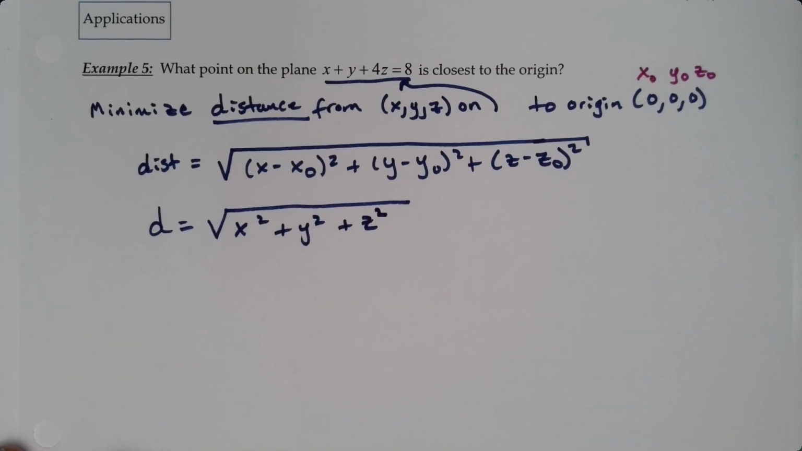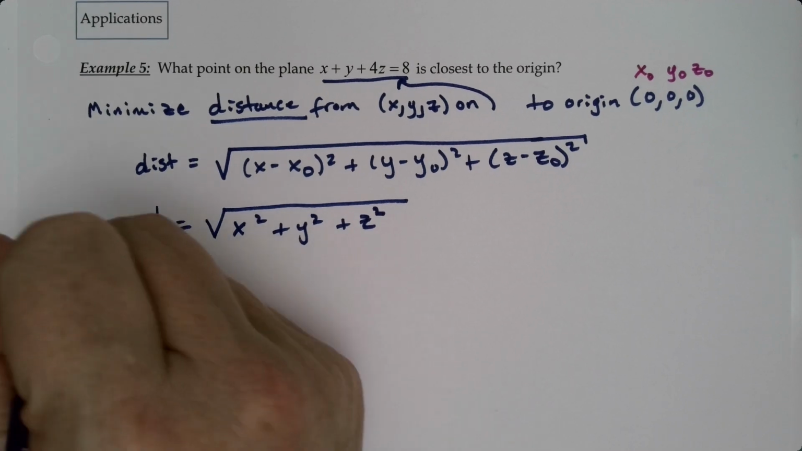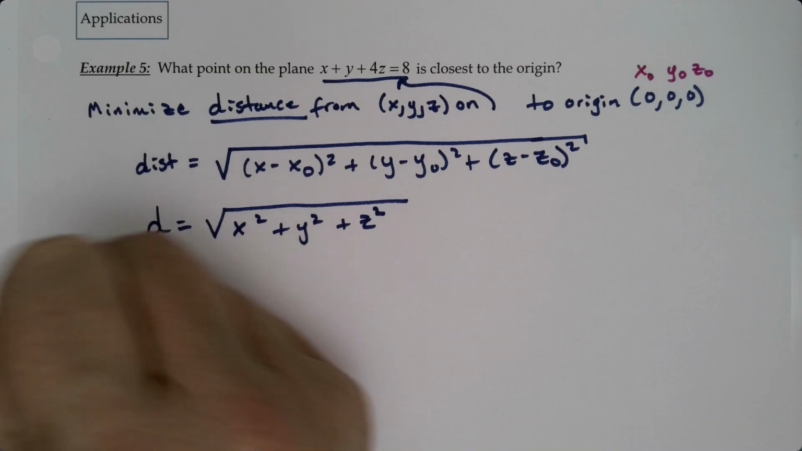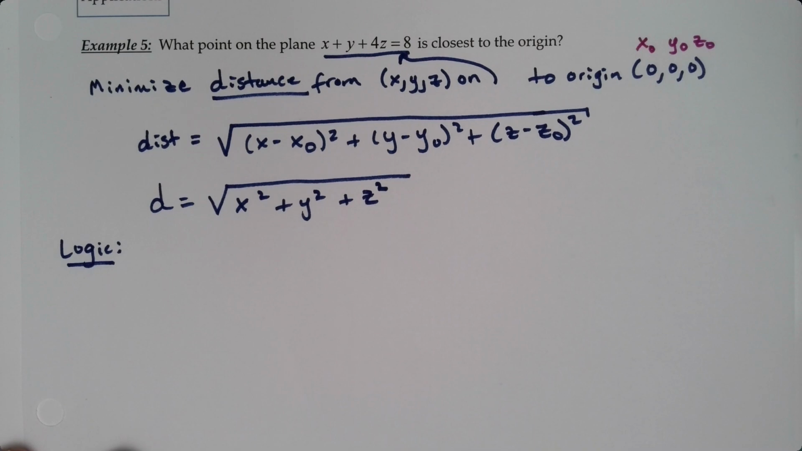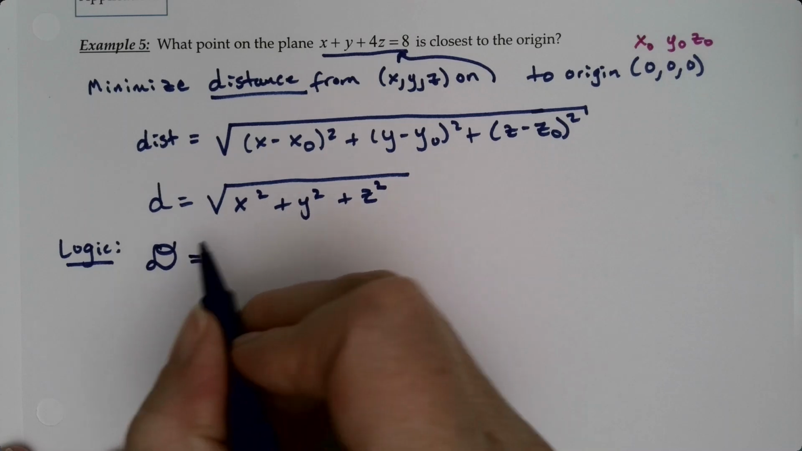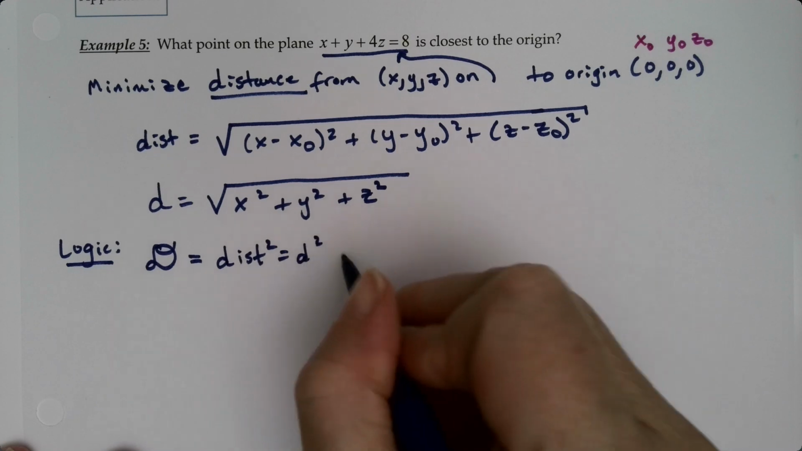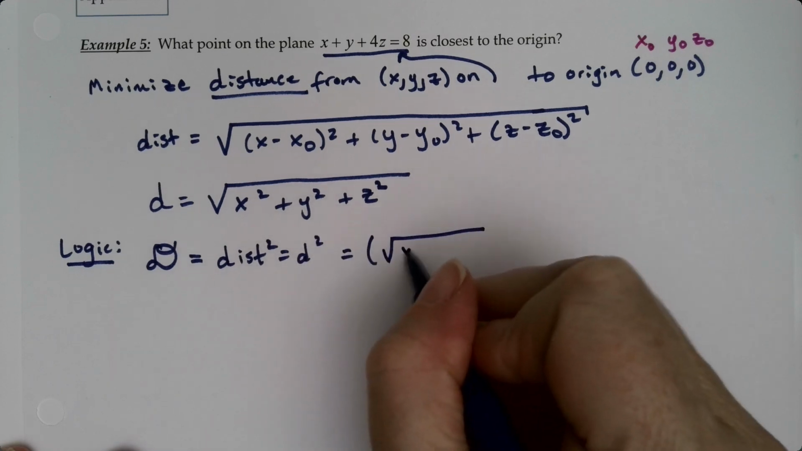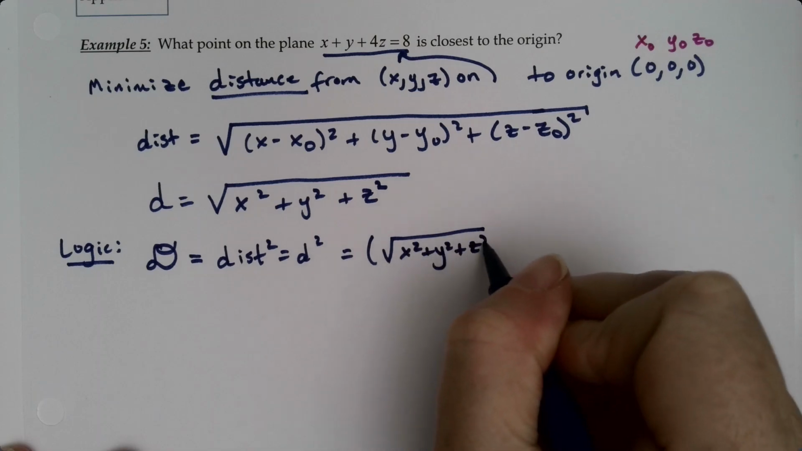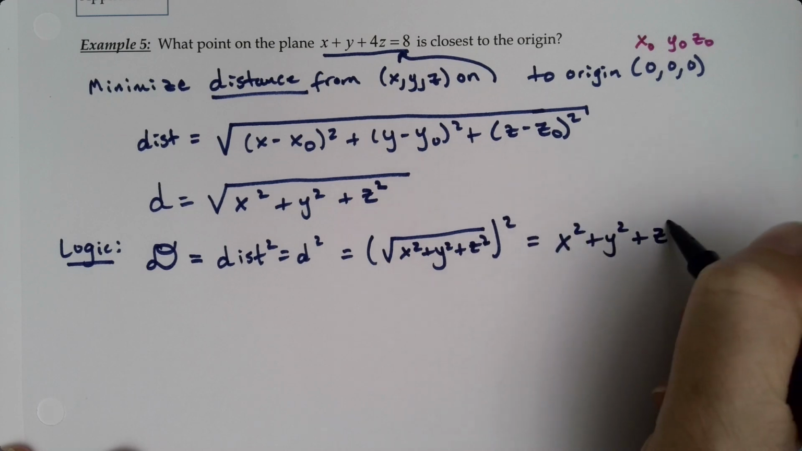Now, we could work with that. But looking ahead, we're going to have to take a lot of derivatives. And this is going to be pretty brutal with all the square roots in there. So we want to use a little bit of logic. And this is a trick we use a lot. We used it in Calc 1 and we're going to use it again. So I'm going to call capital D equal to the distance squared, which takes the square root of x squared plus y squared plus z squared and squares it. So it becomes just x squared plus y squared plus z squared, and it doesn't have that square root in it anymore.